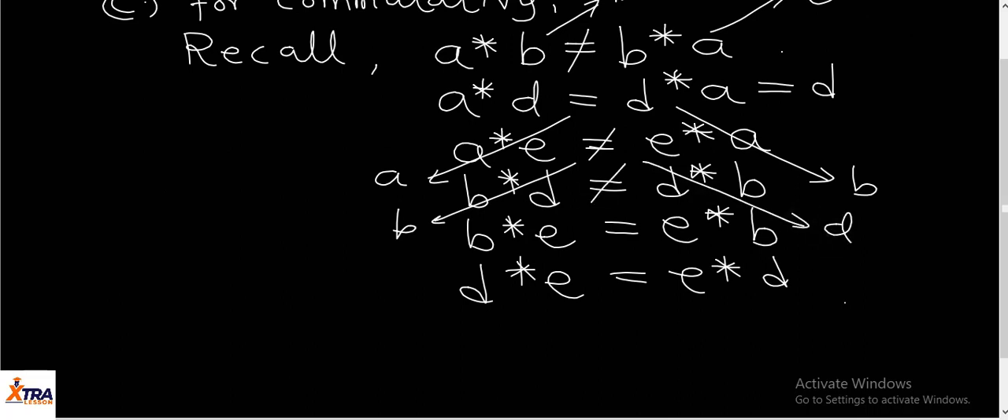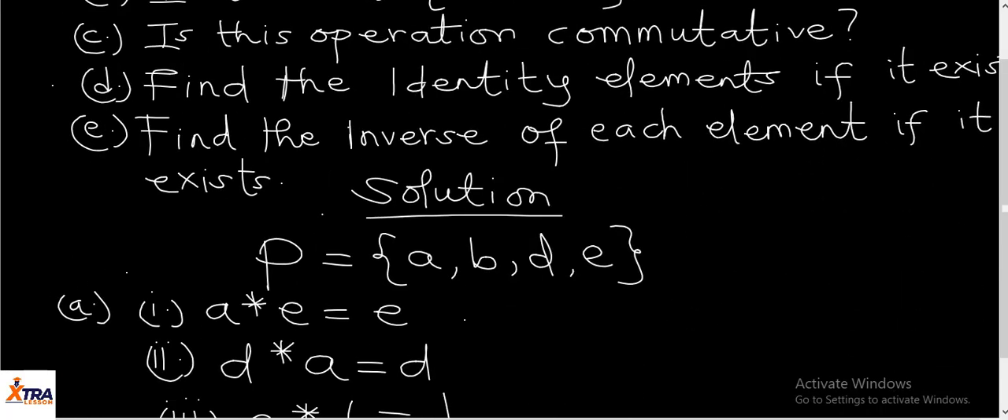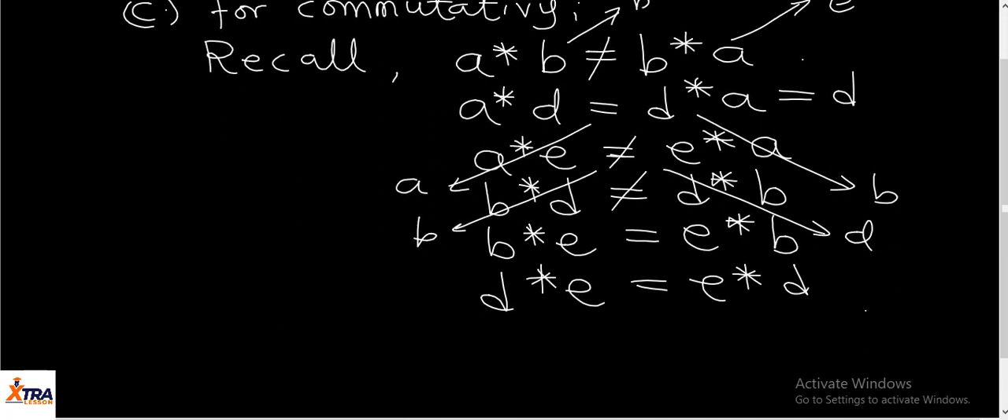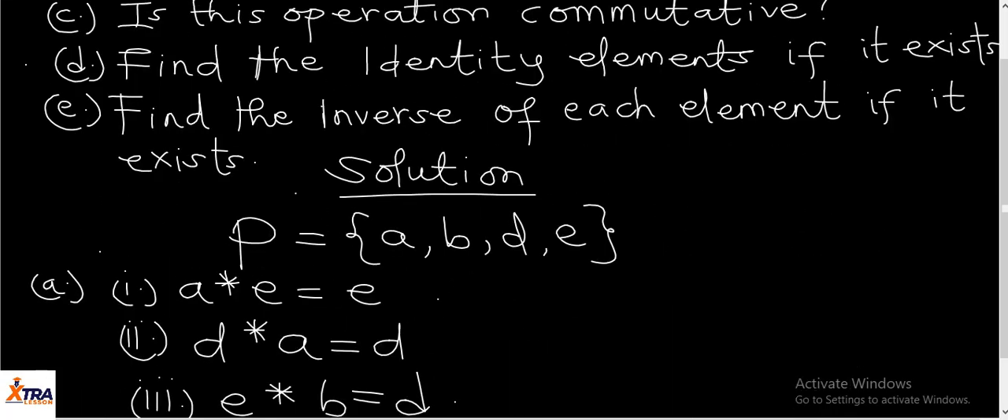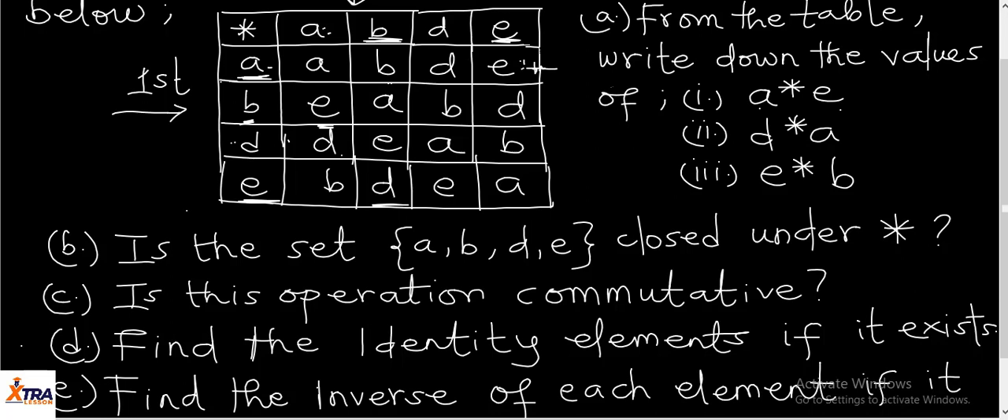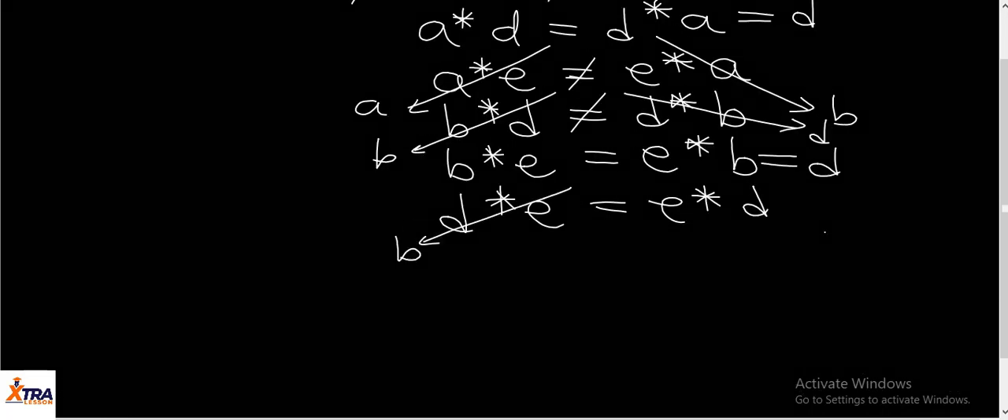Let's look at the next one: B operation E and E operation B. B operation E gives us D, and E operation B gives us D also. So both of them are equal in this case. We look at the last one: D operation E and E operation D. D operation E gives us D, and E operation D gives us E.